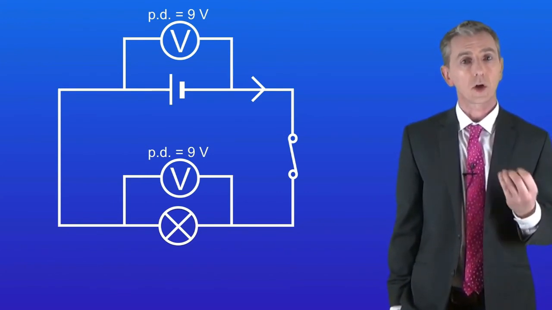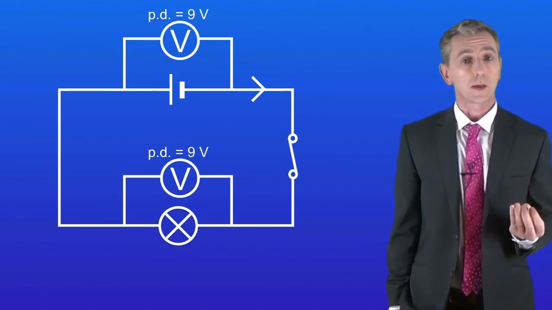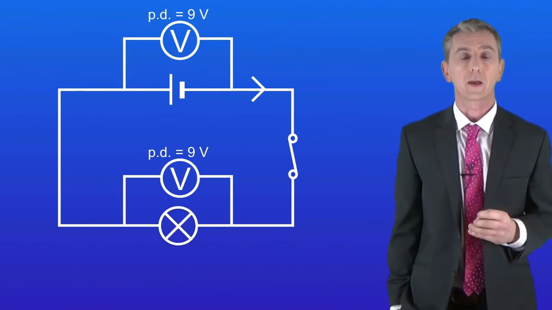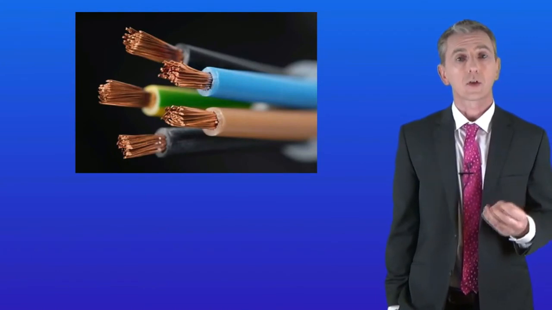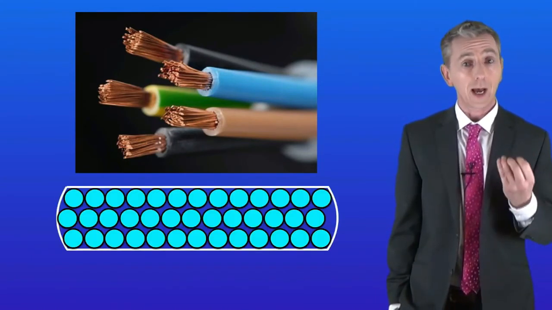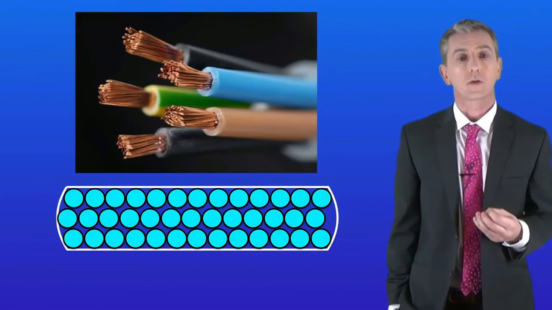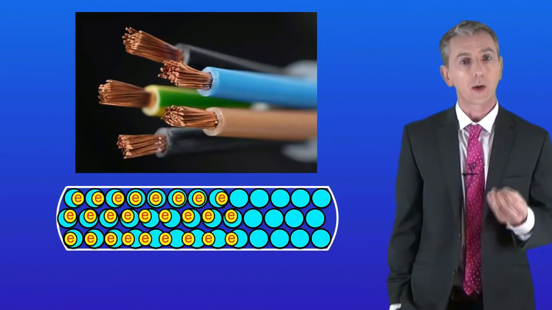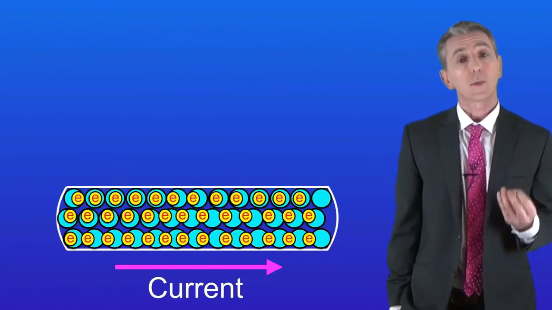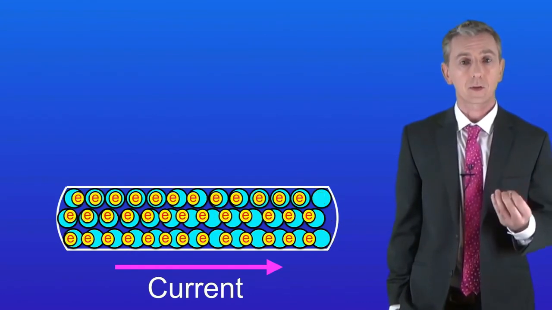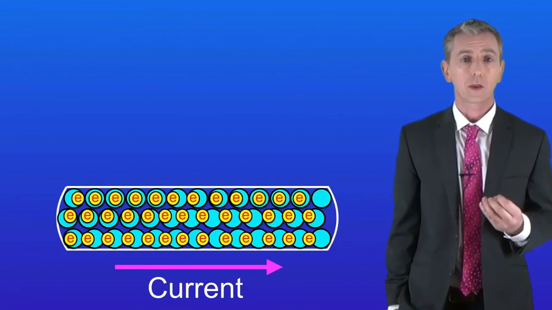To understand resistance, we've got to look at how electricity moves through components. And the word component just means part of a circuit, such as bulbs and wires. So I've got here a picture of a wire, and remember that wires conduct electricity. So here are the atoms in the wire. Remember that a current is a flow of electrons, and here are the electrons making their way through the wire in the component. Now it's not easy for the electrons to move because they're colliding with the atoms, and this slows them down.